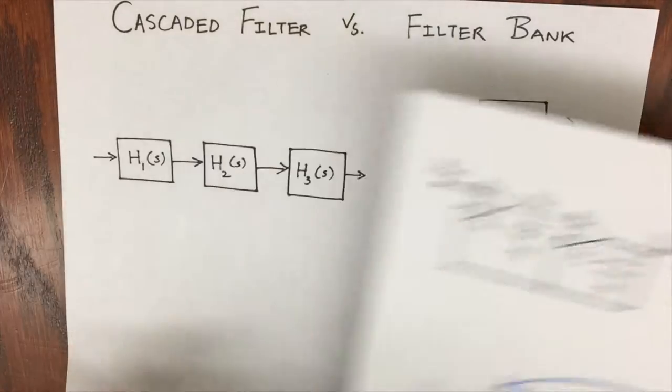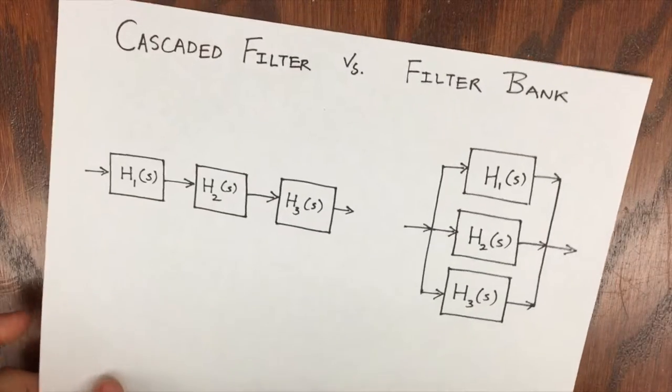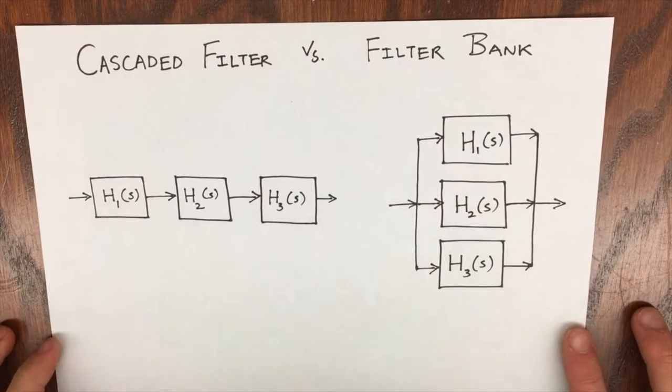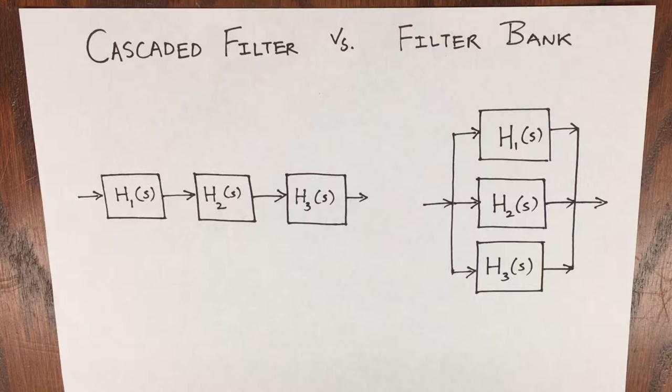We also want to look at cascaded filters versus filter banks. Because we're looking at neuromorphic circuits and filters, we want to look at the architecture of how these filters are arranged so that we can get a better understanding of why one architecture might be preferred over the other. First, we'll look at cascaded filters and their advantages.